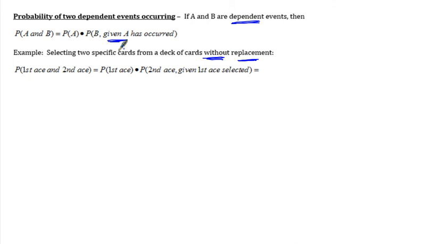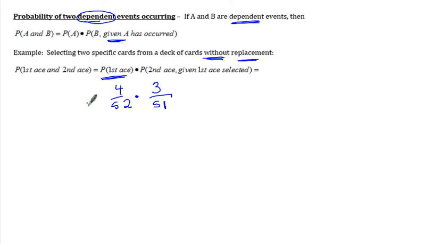It's dependent. The probability of selecting a first ace is 4 out of 52. But if you don't put that ace back, you only have 53 cards in the deck, and you only have 3 aces left in the deck. Oh, sorry, that's a 51. Can't subtract. Sorry, you have 51 cards left in the deck, and you only have 3 aces left in the deck, because this is a dependent scenario. The probability of pulling that second ace is dependent on the fact that you pulled an ace the first time and didn't put it back.